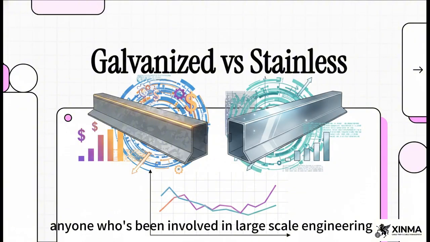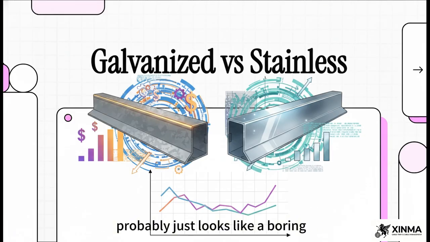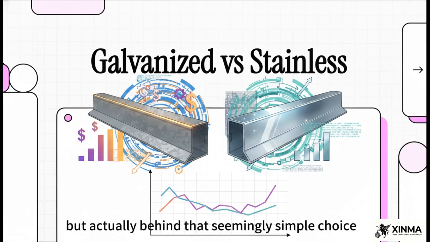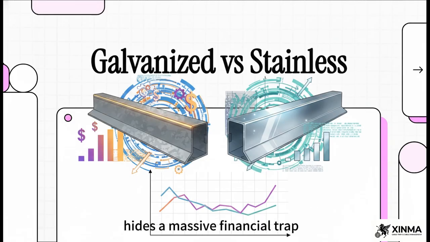You know, for anyone who's been involved in large-scale engineering, choosing a cable tray material probably just looks like a boring little line item on a massive procurement list. But actually, behind that seemingly simple choice hides a massive financial trap as well as some serious engineering strategy. So let's just dive right into it.